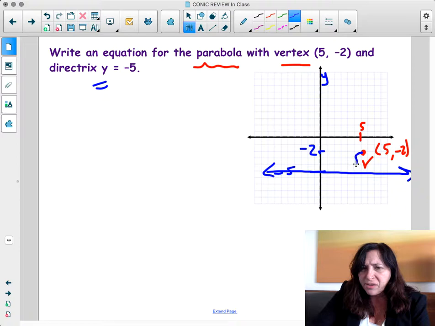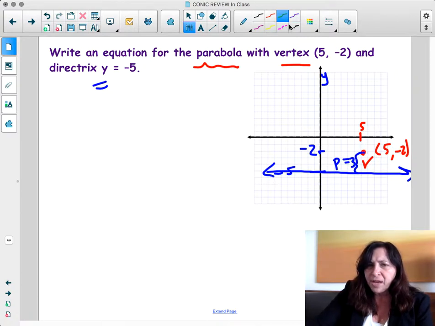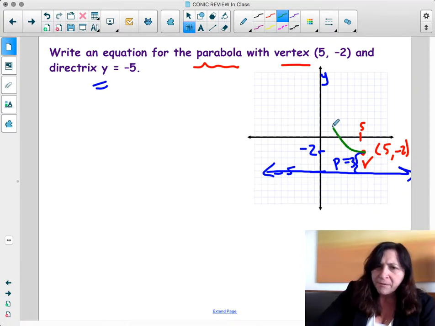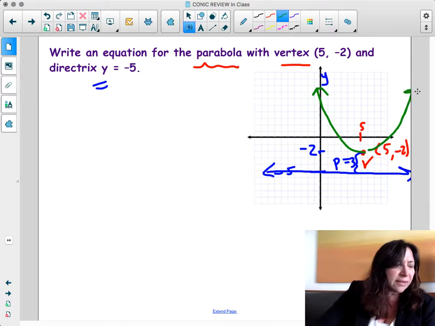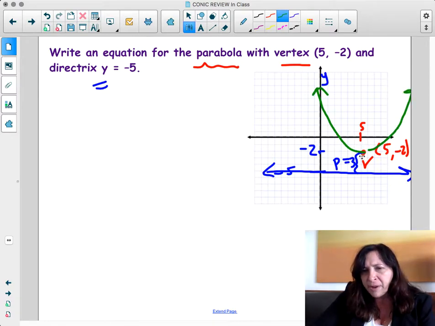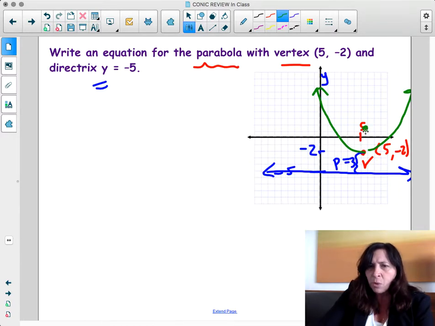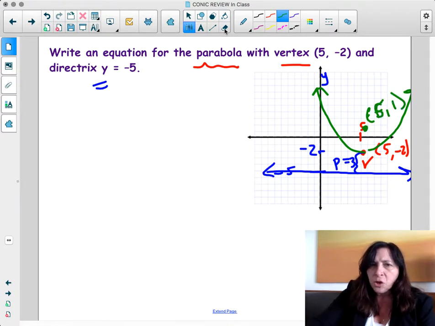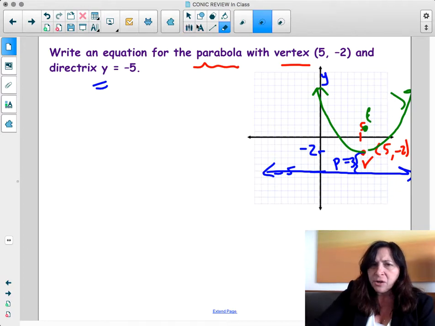It means that this distance here is p, which means that p is equal to 3. It also means that because that's my vertex and this is my directrix, my parabola is going to scoot up like that, okay? And it also means that my focus point is going to be in the middle, 3 units up. So if I went down 3, that means I have to go up 2 more plus that 1 right there, which means that my focus point is going to be at 5, 1. So what they're asking me to do right here is they're asking me to write the equation.